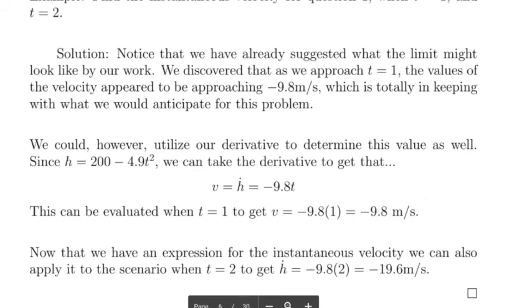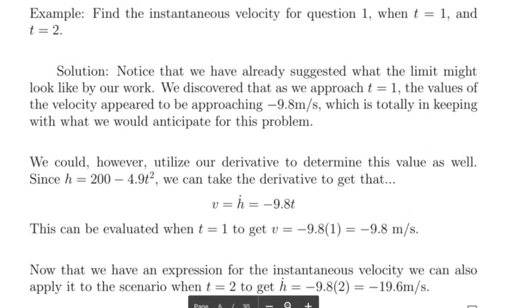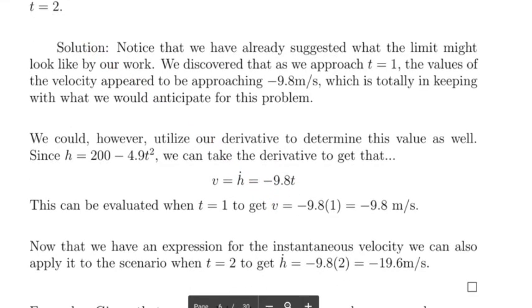Now, if you want to figure out what the velocity is after 2 seconds, all you got to do is take this velocity formula and plug in 2 for the time. That's all you got to do. Makes it very, very straightforward. So we plug in t equals 2. The velocity, or the derivative of displacement or height with respect to time, is negative 9.8 times 2, and we get negative 19.6 meters per second.